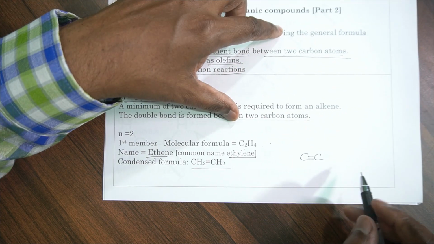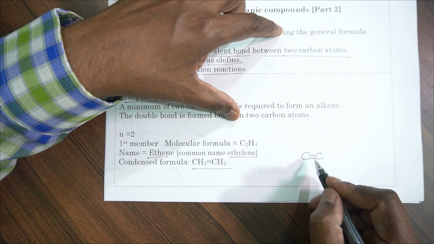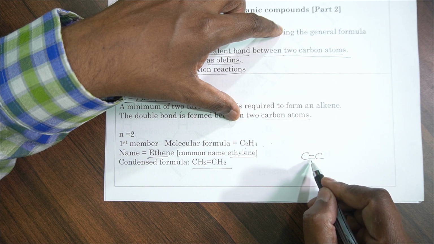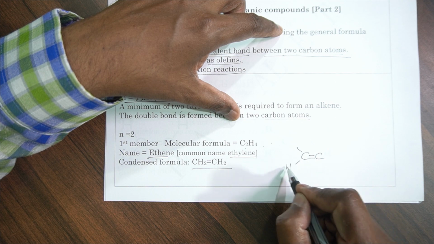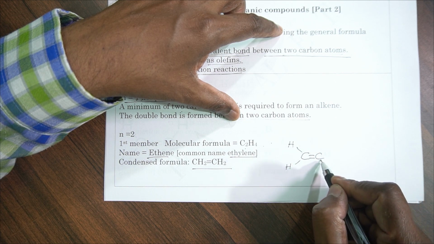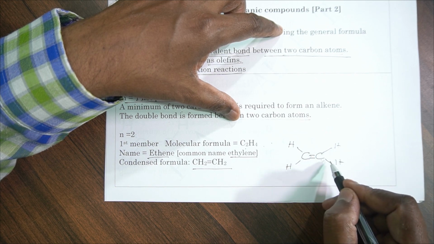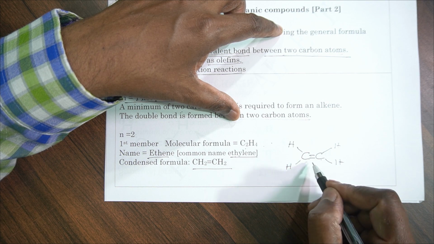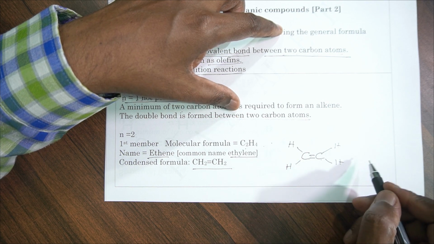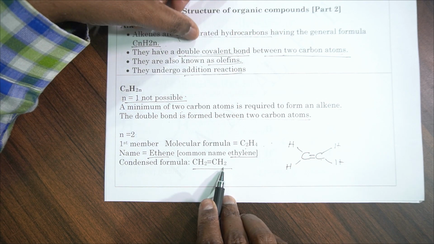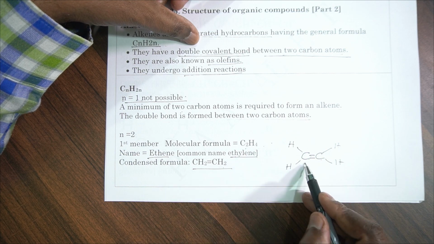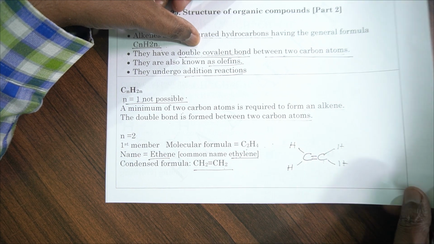Now check according to the principles of valence here. This carbon has two bonds already, so it can have only two more bonds. That is, two hydrogens are possible. This one already has two, so only two more hydrogens are possible. So the total bonds on this carbon is 4, and the total bonds on this one also is 4. So that is why CH2 double bond CH2, and the formula C2H4 is matching, 2 carbon atoms and 4 hydrogen atoms.